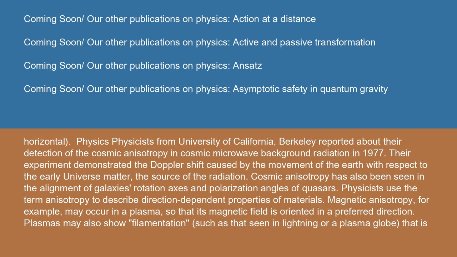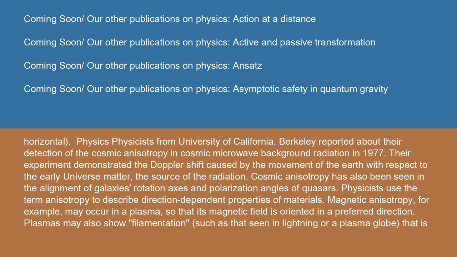Physicists from University of California, Berkeley reported about their detection of the cosmic anisotropy in cosmic microwave background radiation in 1977. Their experiment demonstrated the Doppler shift caused by the movement of the Earth with respect to the early universe matter, the source of the radiation. Cosmic anisotropy has also been seen in the alignment of galaxies' rotation axes and polarization angles of quasars.